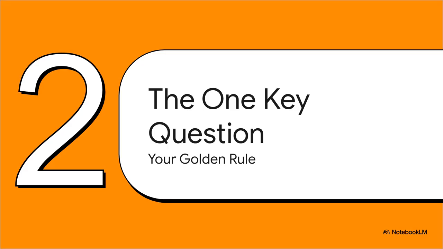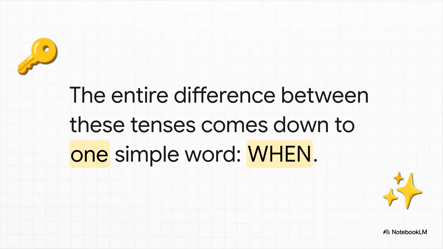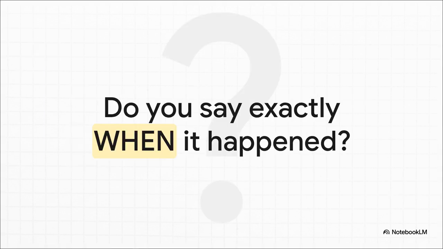Okay, so we've got our two tools, the timestamp and the bridge. But how do you know which one to pick up? Well, it all comes down to asking yourself one incredibly simple question. This is your new golden rule. That's it. That's the magic word that unlocks everything. "When." The whole difference between these two tenses hangs on that one little word. So from now on, before you speak, just pause for a microsecond and ask yourself this.